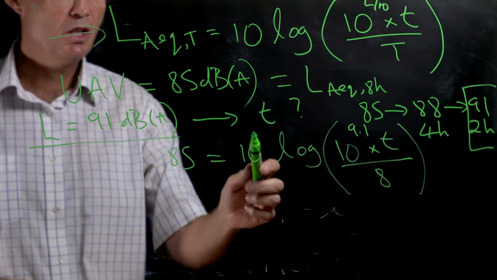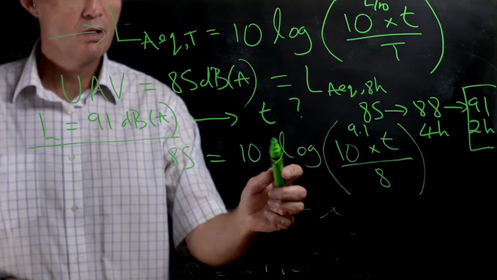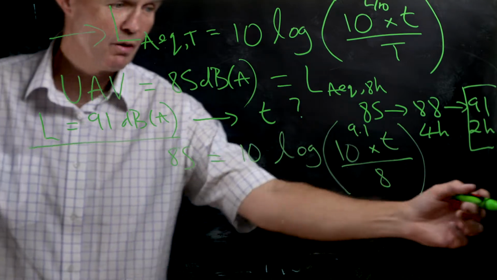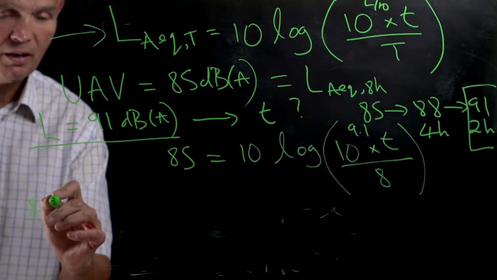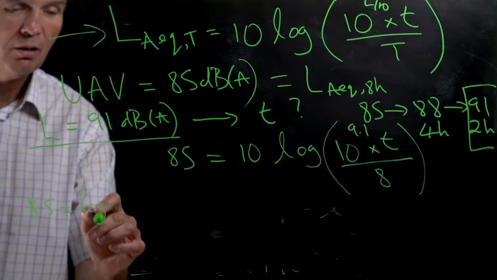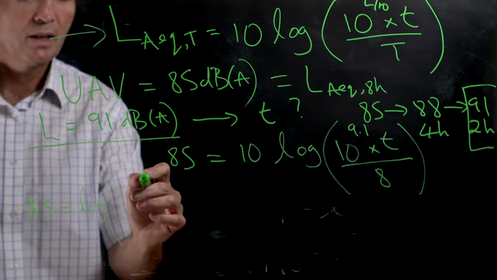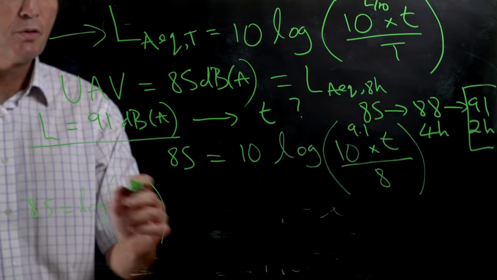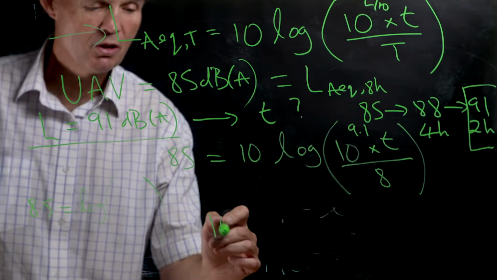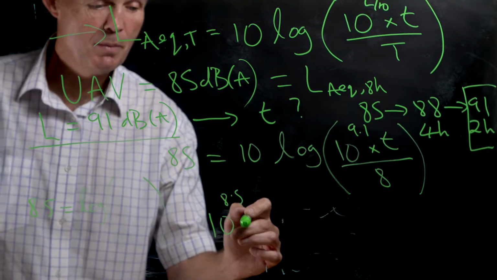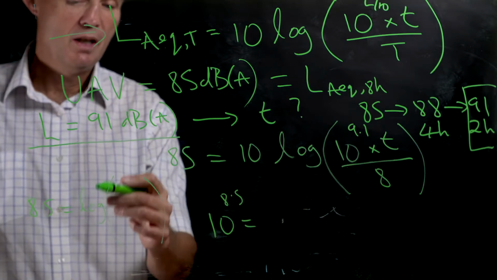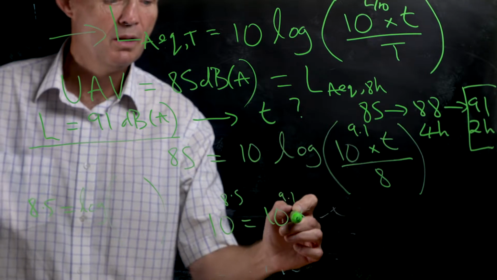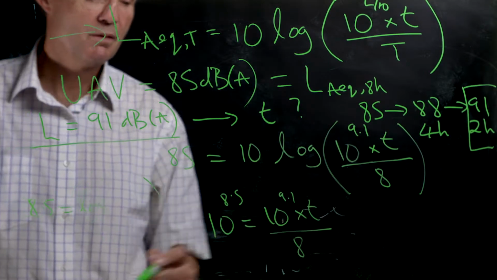As with the other tutorials, we need to isolate the log term. So take the 10 across, it becomes 8.5 on this side. So I'm going to work my way across here. So we've got 8.5 equals the log of all this stuff in the bracket here, which I'll just leave blank. Then we have to anti-log both sides again. So this becomes 10 to the power of 8.5. And as before, anti-logging a log term is just the term that's in the bracket that remains, which is 10 to the 9.1 times t divided by 8.